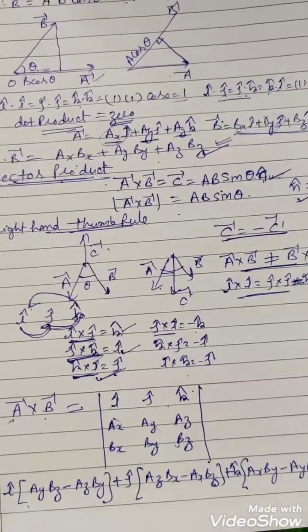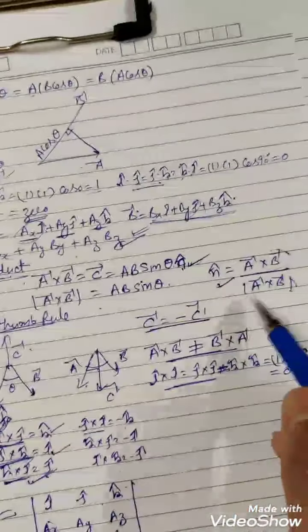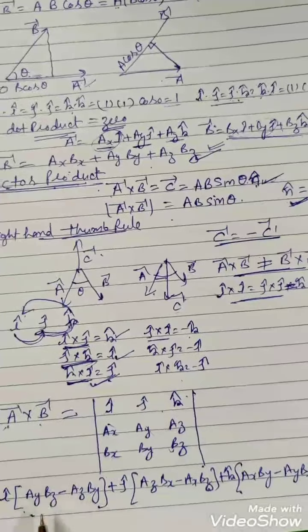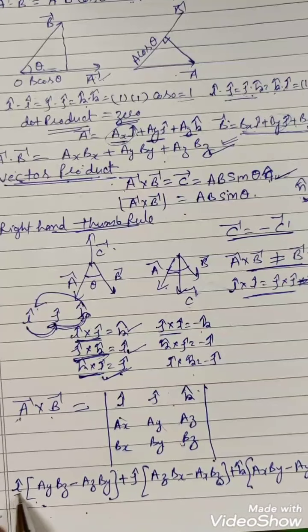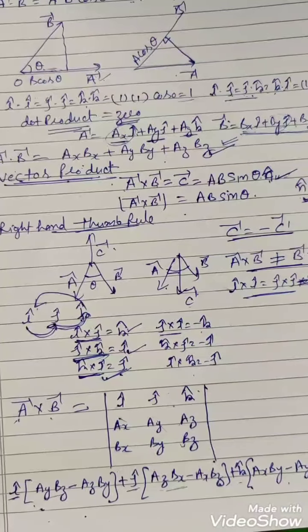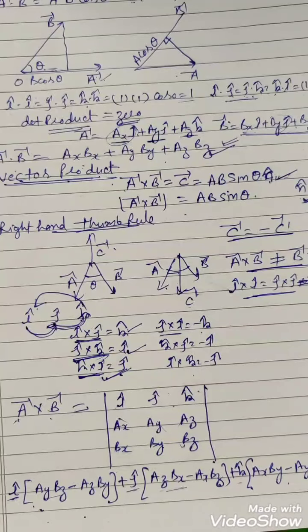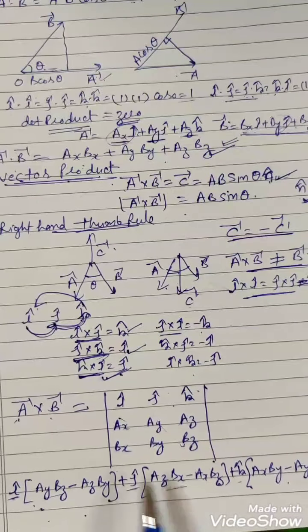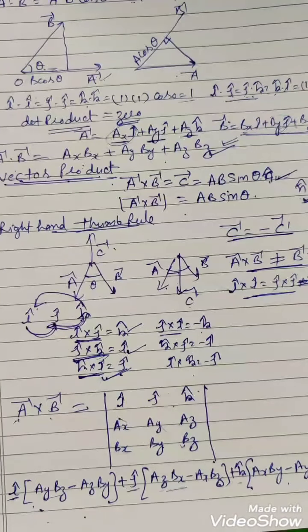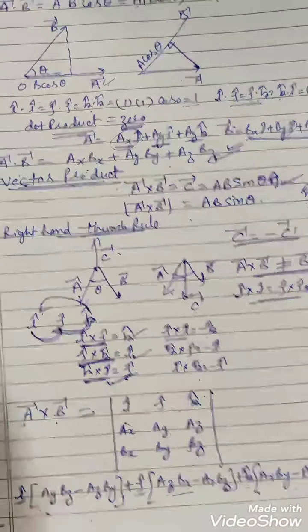So it means it is perpendicular. So it is also considered perpendicular to the product of these two vectors, the cross product. This is x, y, z; this is y, z, x; and this is z, x, y. So this is the method how we calculate the cross product of two vectors. And this is the method how we calculate the dot product of two vectors.